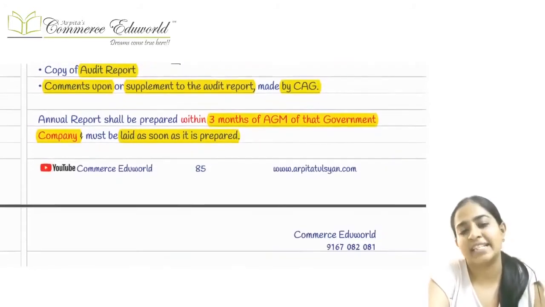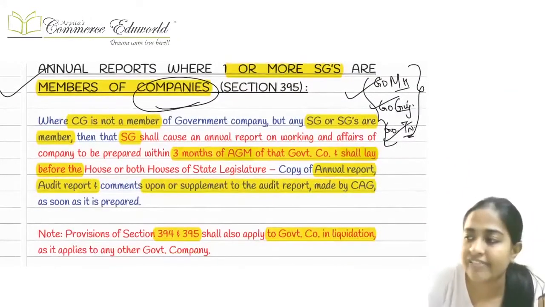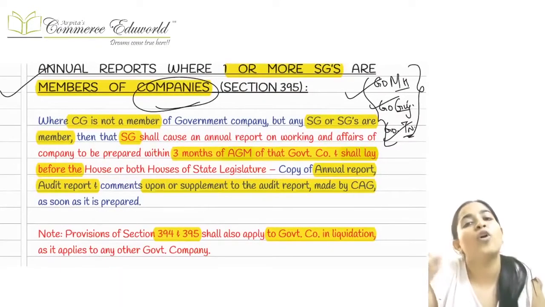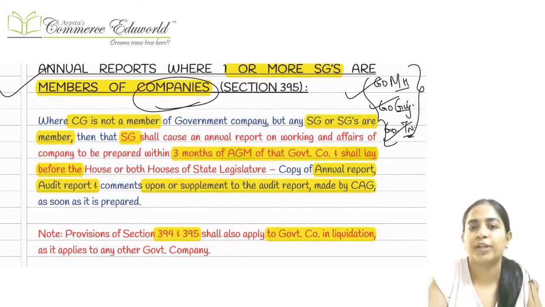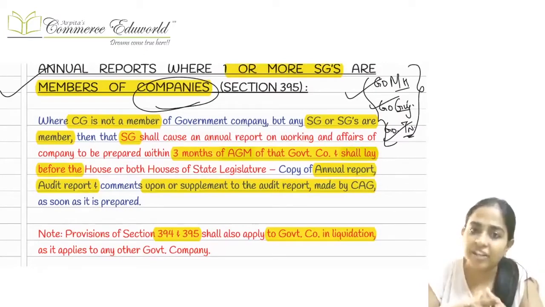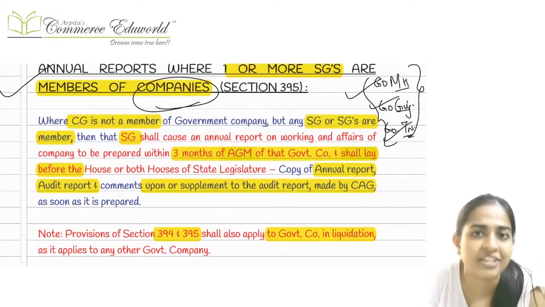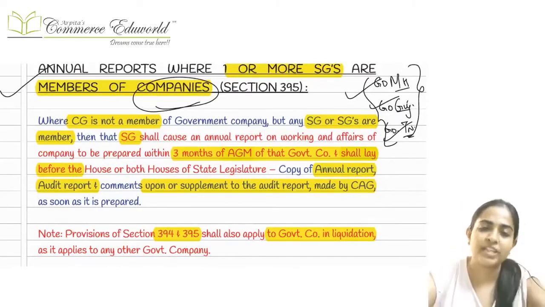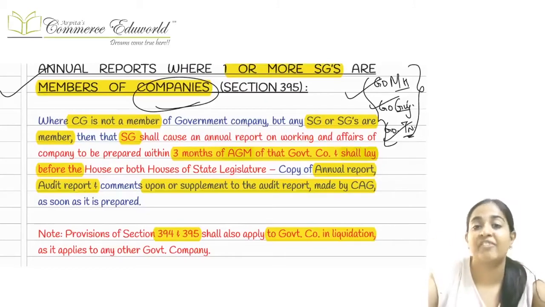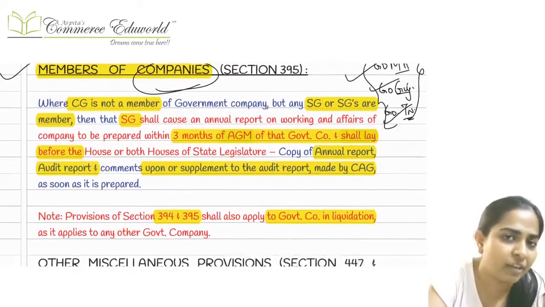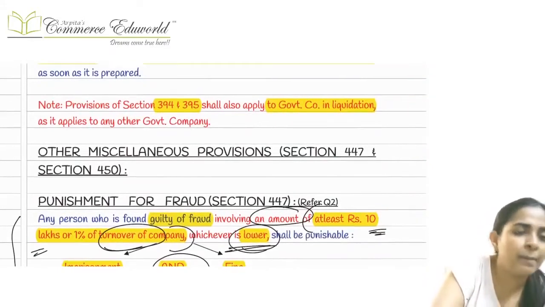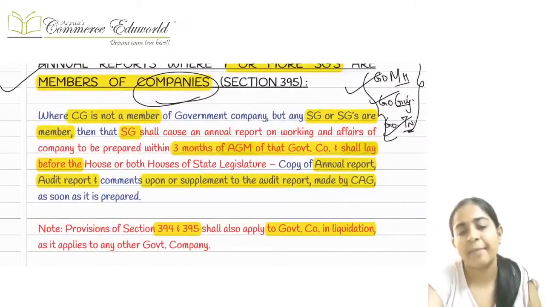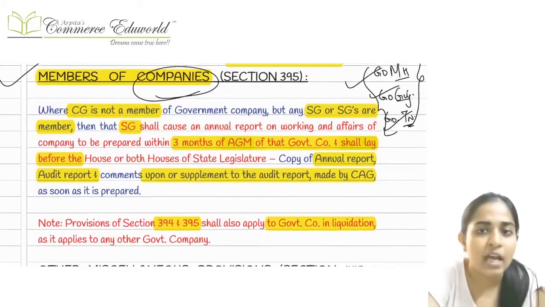And the last case, that is section number 395, where only state governments, one or more, are the members in this government company, then obviously a single report will be prepared by the state governments combined mutually, and then it will be placed before the respective state legislatures separately. Even this will be prepared within 3 months from the date of AGM, and it has to be laid down as soon as possible.